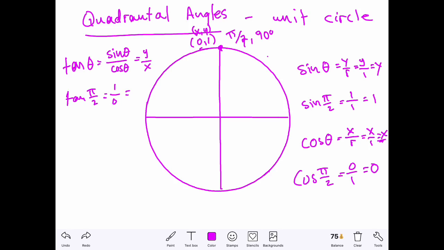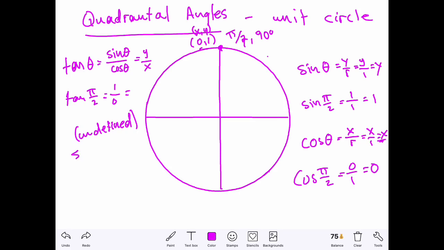What is the value of 1 over 0? We've got an undefined quality. So we're going to write undefined, right? That's previously where we had an asymptote. Okay, let's just go ahead and construct our remaining ones.